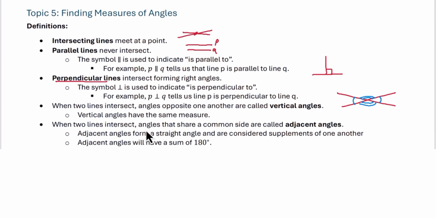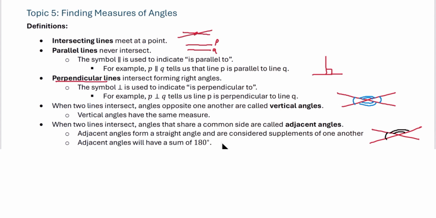When two lines intersect, angles that share a common side are called adjacent angles. So in this example, we could say this angle and this angle are adjacent angles because they share a common side.